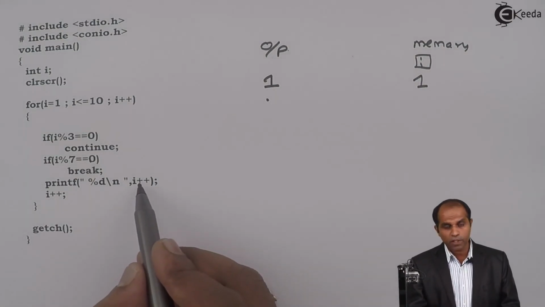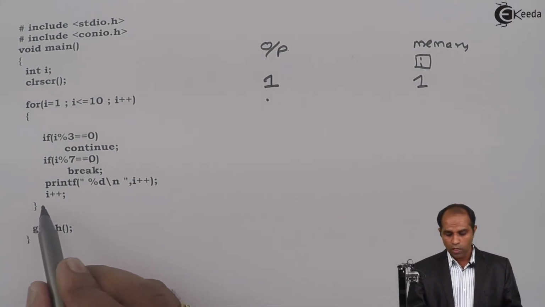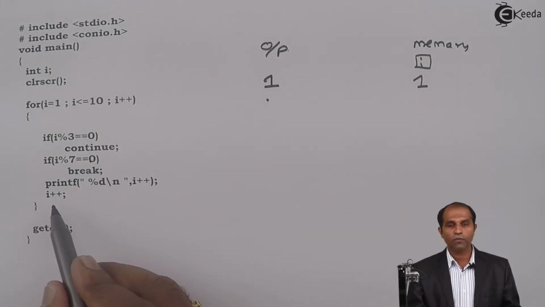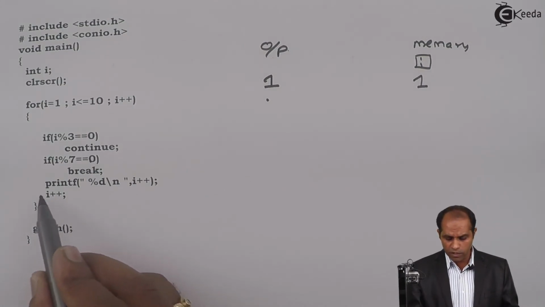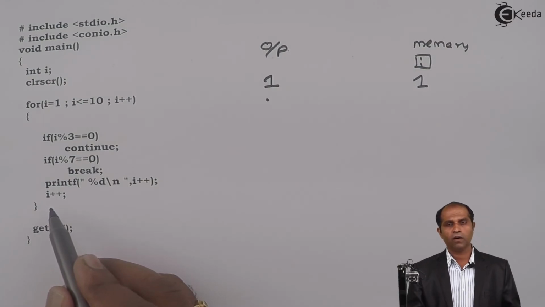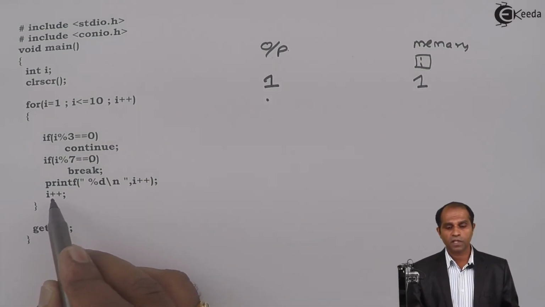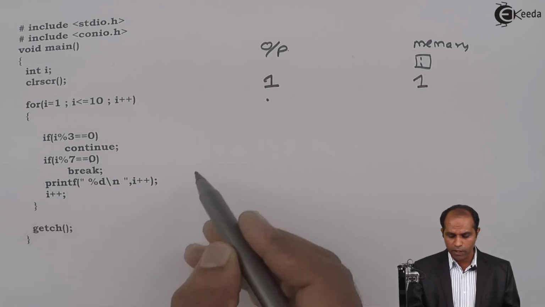So by the time I quit this particular printf, your i has already been modified to what? 2. i++ is now modified to 3. Now this is just a simple instruction. Hence, whether you change the value of i first or second, it will not make any difference. So i is now 3. This curly bracket will take you back to the i++.